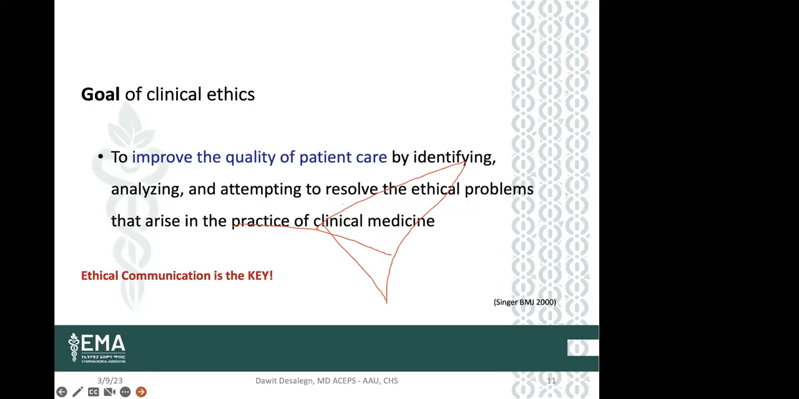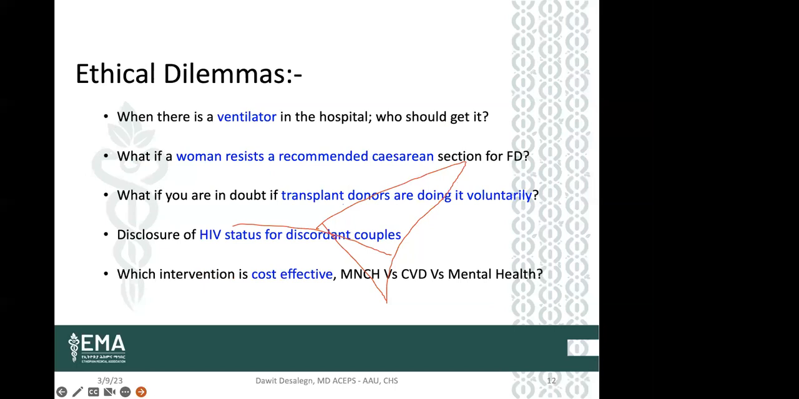In general, the goal of clinical ethics is to improve quality of patient care. This quality can be achieved by identifying, analyzing, and attempting to resolve the problems that can arise during the practice of medicine. Communication, and how we communicate, is the key in achieving this goal. So we'll try to see how communication gaps can create problems, and then how we can change these challenges.